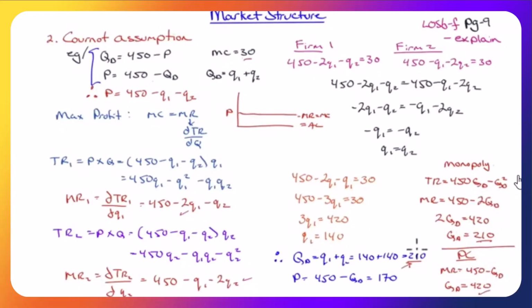The Cournot output is 280. The monopolistic output is 210. And if you use these functions over here to find price, you'll find that the monopoly price is the highest, the perfect competition price is the lowest, and Cournot price is in the middle.